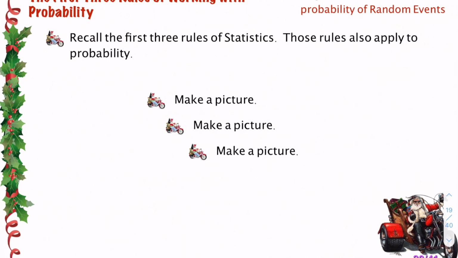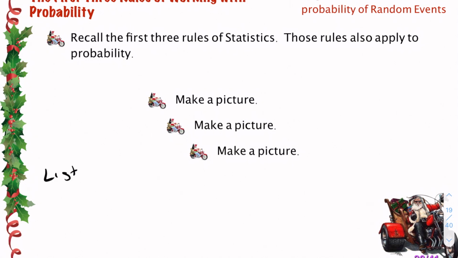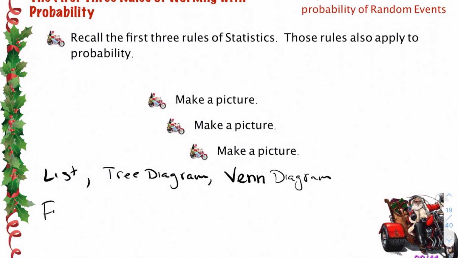I want you to recall the first 3 rules of statistics. I said it before, I will say it again. Those rules also apply to probabilities. So our idea is to make a picture. We could list the sample space, or all of the possibilities, out. We could use a tree diagram. The next thing that we're going to see is a Venn diagram. We could also see a frequency table. And all of those are equally valid ways of displaying.